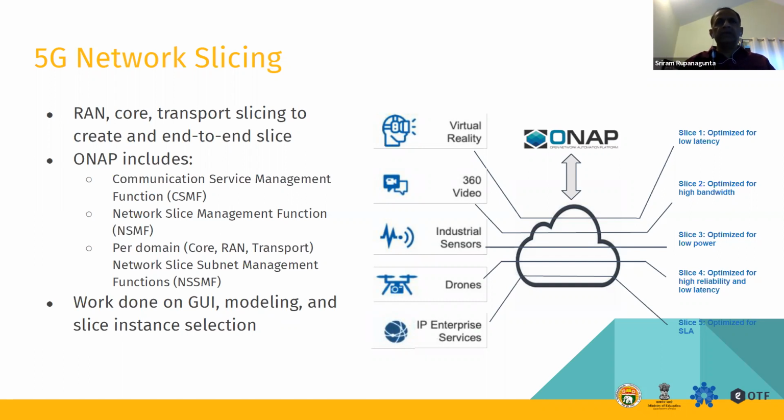Right? So, for example, you can create one slice that is used for virtual reality applications, maybe another slice for industrial sensors, right? One for drones, one for maybe some emergency services, and each slice may be optimized for different use cases. For example, one slice could be optimized for high bandwidth. Another could be for very low latency, right? So you can have different characteristics for each slice.